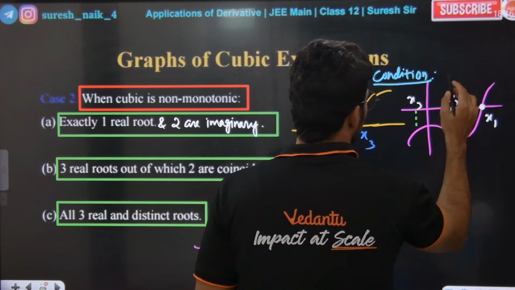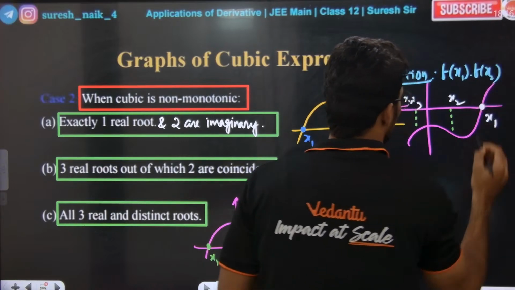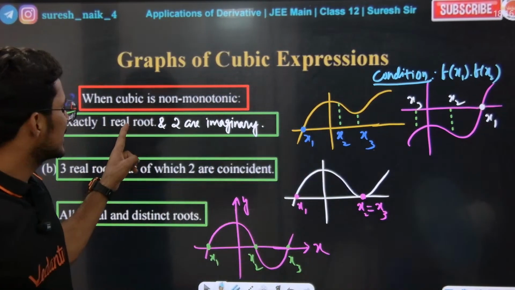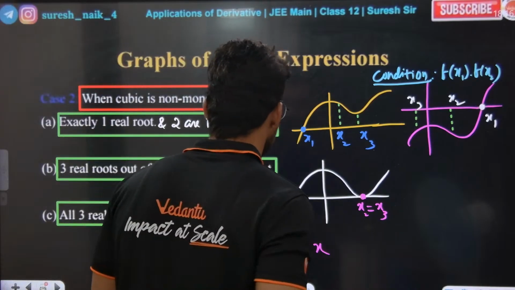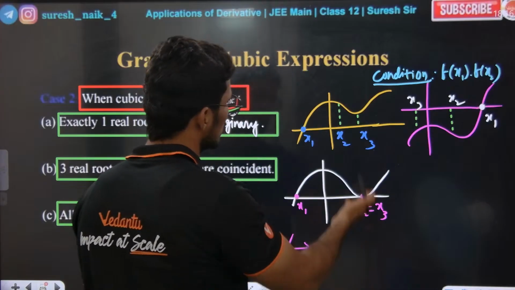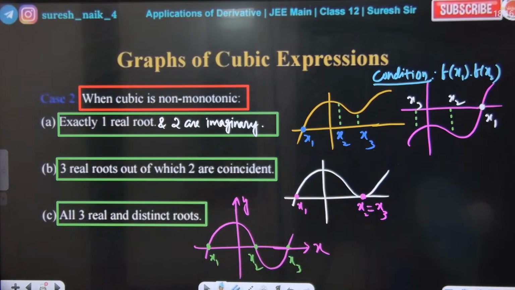Guys, what is the condition for this, f of x1 into f of x2? Whenever there is exactly one real root and two imaginary roots, x1 into x2 both are positive or 0. Definitely it will be positive or 0, right? Tell me, what should the condition be, guys? f of x1 and f of x2 is not positive, right?